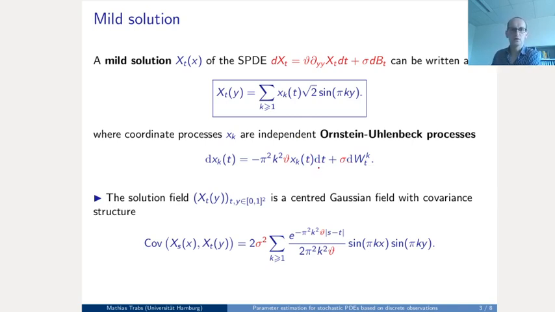Another way to think about it is as just a centered Gaussian field. If we consider here our solution field, it's just a centered Gaussian field. So everything is encoded in the covariance structure, which I wrote here. In particular, you see that sigma squared is just a scalar, while theta is more difficultly hidden in the covariance structure of this object.